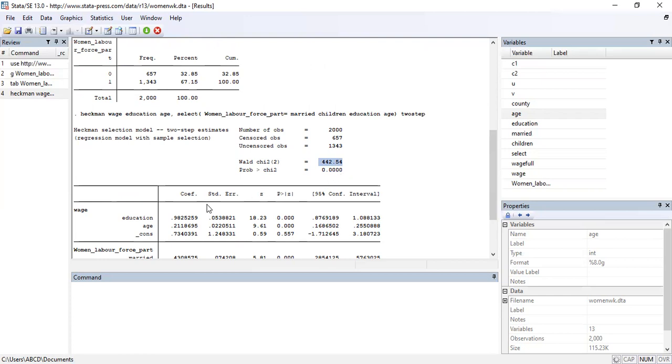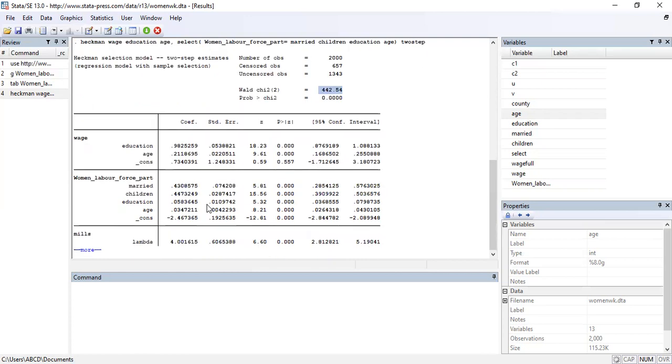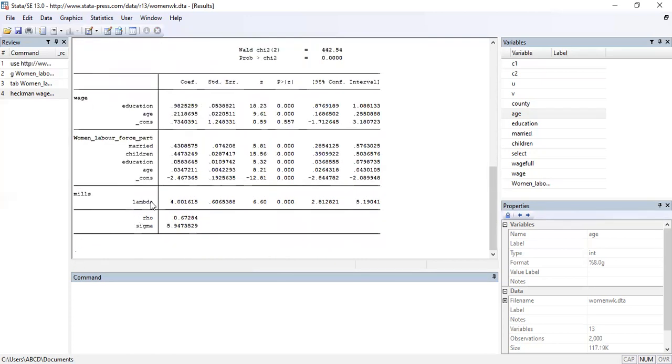This means the selection model is very good. And now we will focus on lambda. The coefficient of lambda is 4.001, and this is significant at the 1% level. This means the model is acceptable, and rho is 0.672, which is greater than 0.